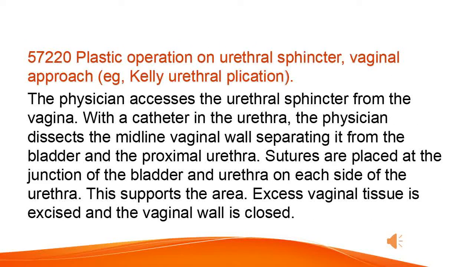Plastic operation on urethral sphincter, vaginal approach, e.g., Kelly urethral plication. The physician accesses the urethral sphincter from the vagina. With a catheter in the urethra, the physician dissects the midline vaginal wall separating it from the bladder and the proximal urethra. Sutures are placed at the junction of the bladder and urethra on each side of the urethra. This supports the area. Excess vaginal tissue is excised and the vaginal wall is closed.